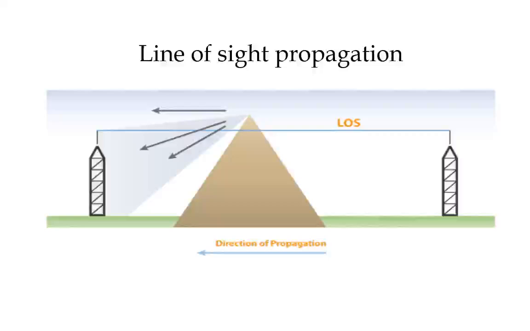So we have the direction of fixing the tower, the direction of fixing the antenna, and the height matters. If we have a lot of disturbance in between, we have to maintain the height over the disturbance so that we can transmit the signal from one end to another.